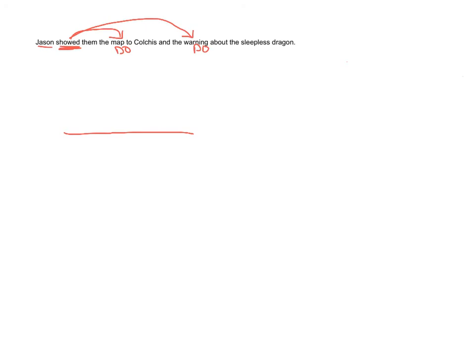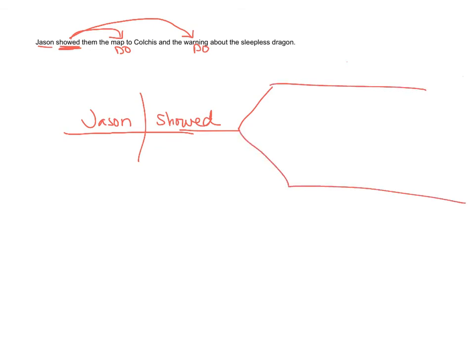That means I've got one subject, Jason. I've got one verb, showed. But I have 2 different direct objects. He showed them 2 things. He showed them map and he showed them warning. So that is my basic main idea. Jason showed map warning. So let's start putting the other stuff in. Them. Well, Jason showed the map and warning to them.